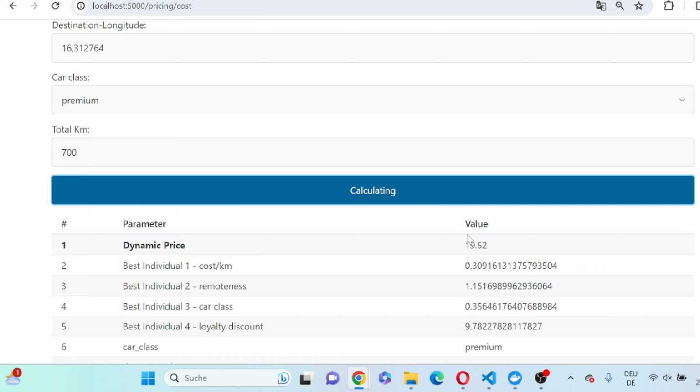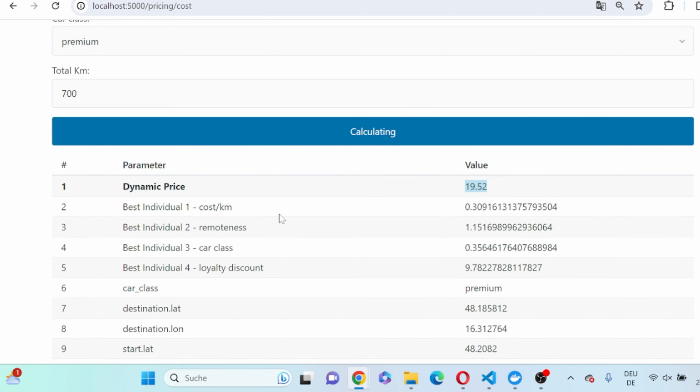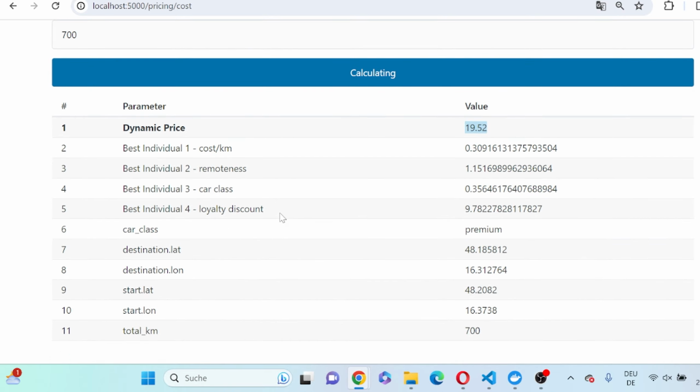Now we can see the minimal cost of the ride, which is 19.52, and the best individuals. I put some borders in the cost per kilometer and the car class, which is here 0.5 and here 0.8. This will be taken then in the cost calculation.